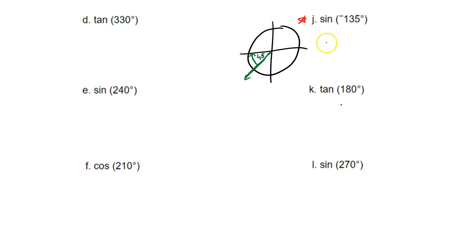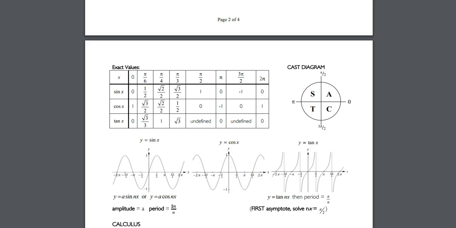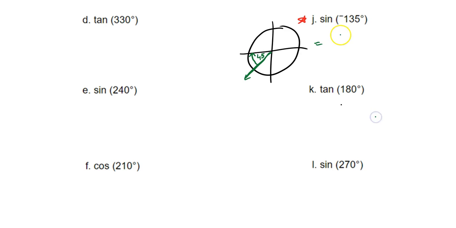Right. So now we just need to find out, well, what is sine of 45 degrees? Sine of 45 degrees is root 2 on 2. Okay, we found the value. Now we have to find, is it positive or is it negative? It's in the third quadrant, so our answer is negative.